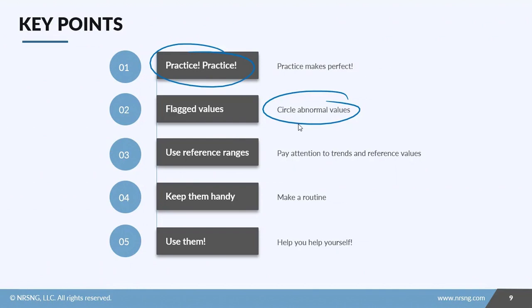The next thing you want to do is circle those abnormal values, so that you can flag them for yourself. One thing that I want to mention is that reference ranges aren't always going to be the same. It's really to your benefit to make sure that you look at those reference ranges and pay attention to what those are in your facility. And you also want to pay attention to trends. Keep them handy, make a routine. Start at the top of the shift, take a look at your labs, and then when you go back, you're going to do it the same way every time so you always know what those values are. And help yourself. Use them. They're going to be your best friend, and you're going to be able to provide better care for your patients.